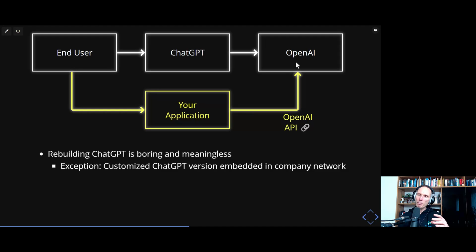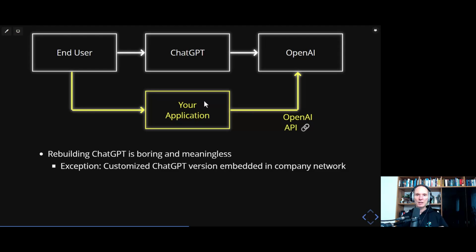However, you maybe want to limit the access to OpenAI to a certain network in your company, to a certain user group in your company, and then it might also make sense to simply rebuild ChatGPT and make it available locally, maybe restricted to certain users.